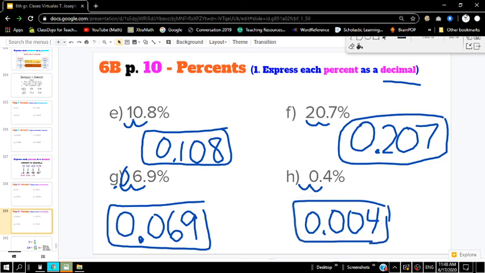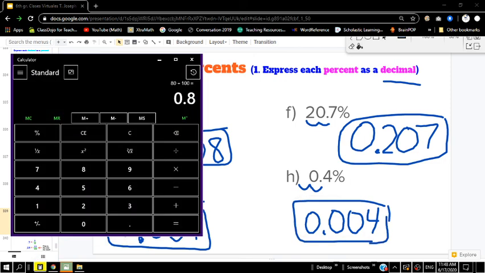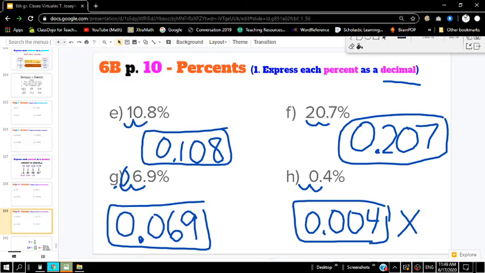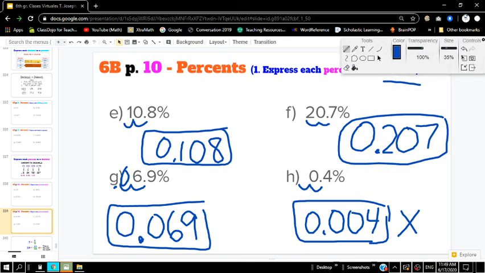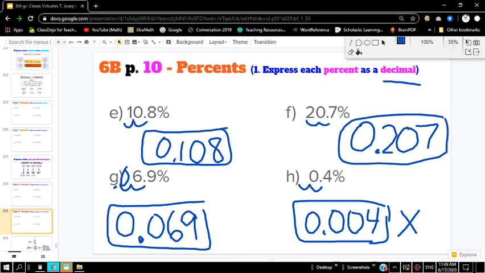Let's check that last one on the calculator just to make sure. We have 0.4%, right? So I am dividing that by 100, and that is 0.004. Okay, with each one of these decimals, you're dividing them by 100, and you're coming up with a smaller decimal. Okay, you'll notice we do not have the symbol of percent anymore.